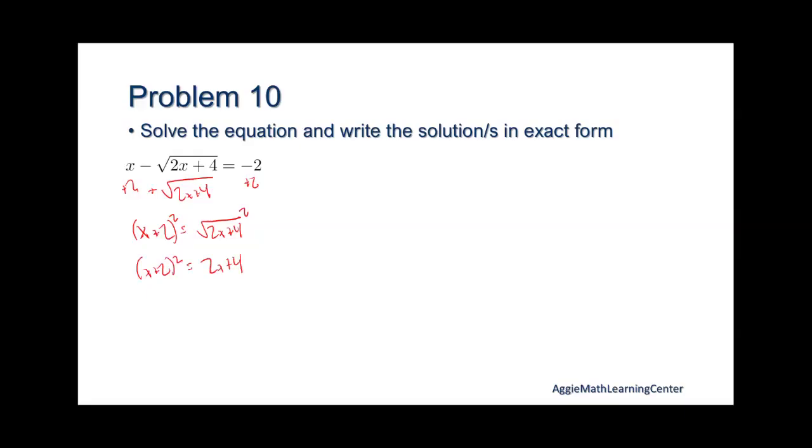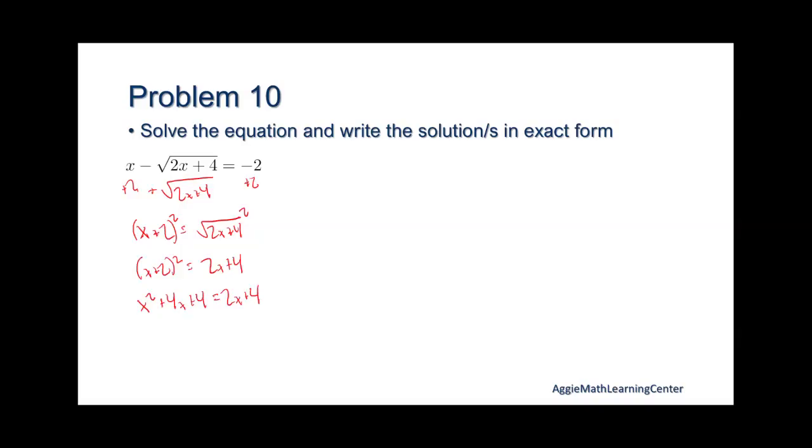And then yes, we're going to want to factor that out. x plus 2 squared, when we expand that, we're going to get x squared plus 2x plus 2x, so that's going to be x squared plus 4x plus 4, still equal to 2x plus 4. Okay. What's our next step in solving this one?